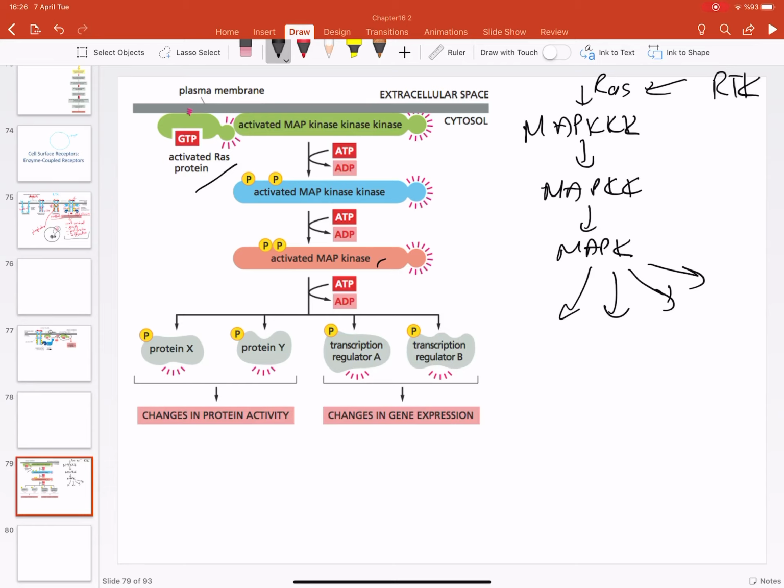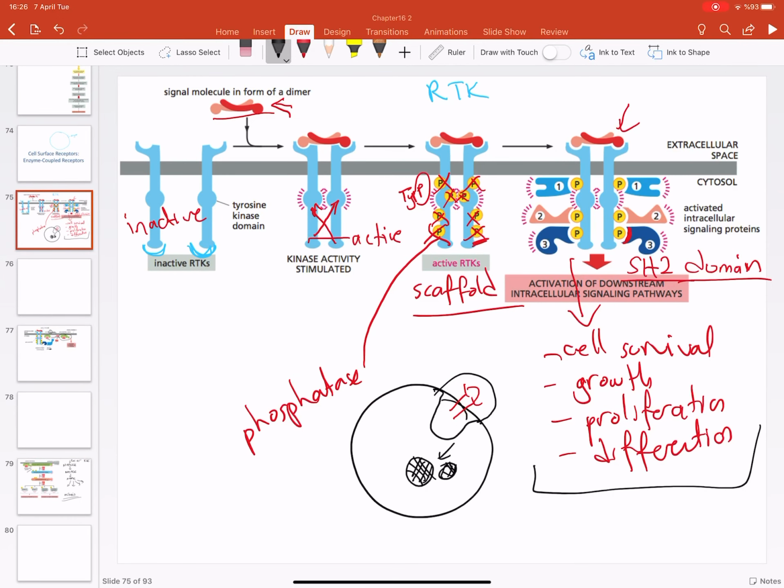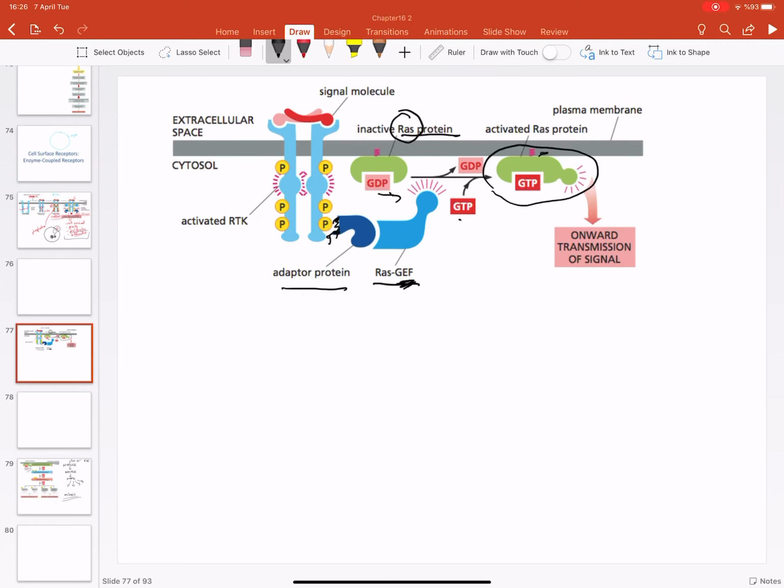This is mitogen activated protein kinase. As the name implies, one of the main targets is mitosis. So it does several things, including survival, growth, proliferation. This is why it is very important for cancer studies, because when this RAS is active, it will most possibly push the cell to divide.